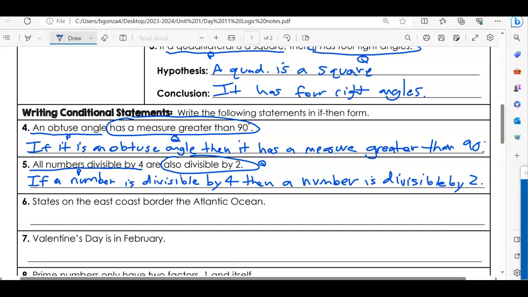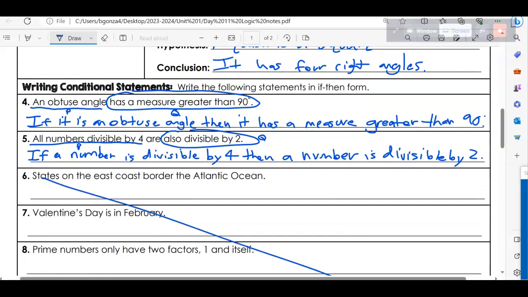Okay? We're going to skip 6 through 8, and then you can flip it over. But do you see how to make sentences if-then? You got to put an if in the beginning, put a then in between, and then make it flow. Okay? If you got that, flip it.